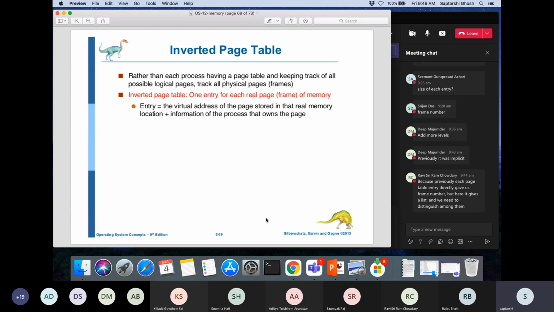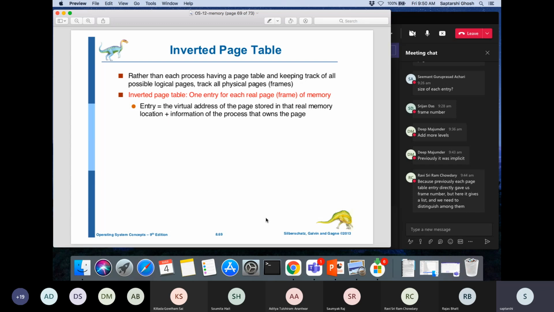So rather than each process having a page table, we now say we have a single table, the inverted page table, where there is one entry for each real page, that means frame of the memory. So the entry will be the virtual address of the page stored in that real memory, plus some process ID or some kind of information which will indicate which process is storing that page. Now we are completely inverting the situation. That is why it's called an inverted page table.